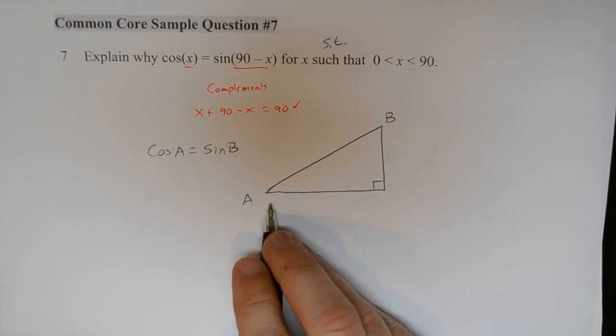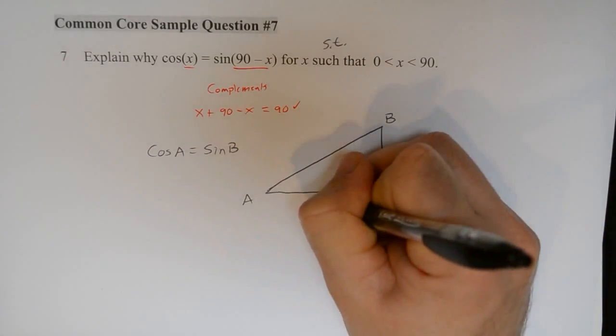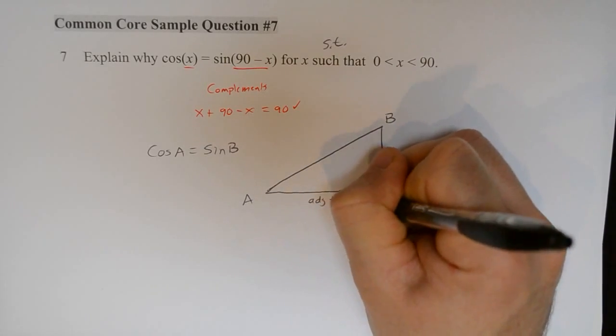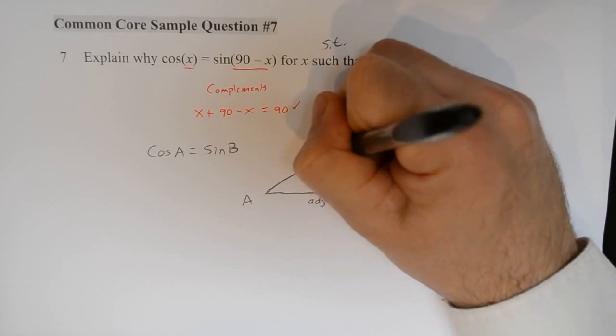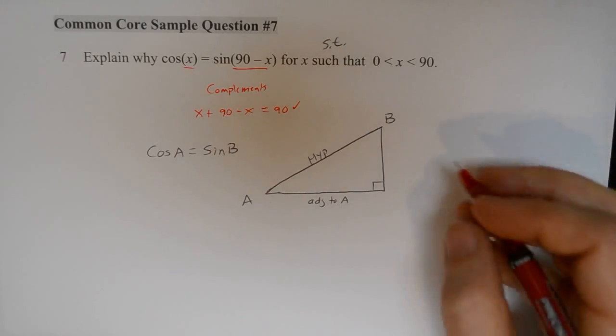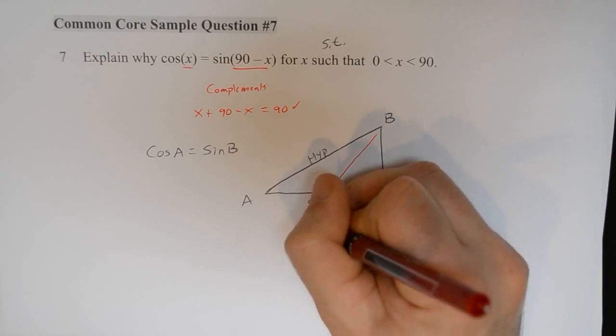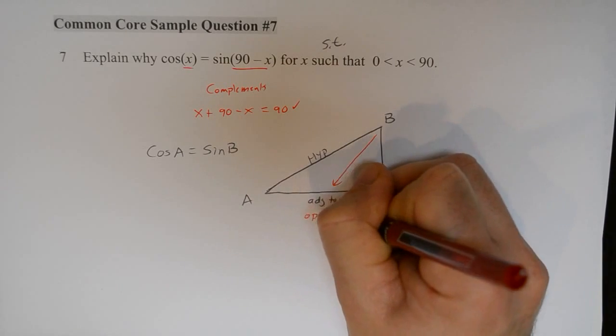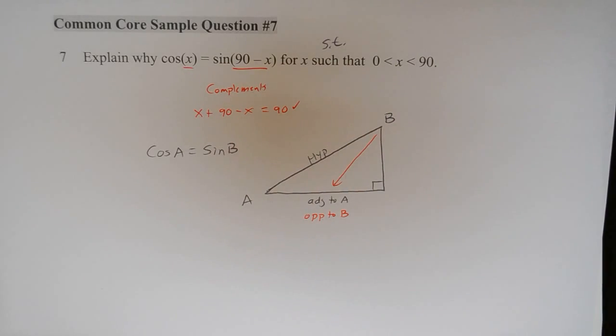Well, let's think about that. Cosine of A, well, that would be the adjacent side. I'll write adjacent to A, right, over the hypotenuse. But hold on a second. The sine of B is going to be the opposite side. I'll write opposite to B over the hypotenuse.